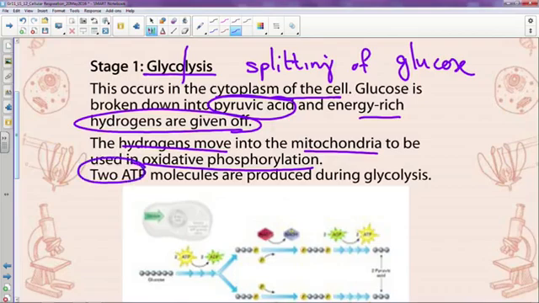that are produced. The pyruvic acid then goes into the next stage of the Krebs cycle, in which those pyruvic acid molecules will undergo further chemical breakdown. So what you've got to remember is that there's pyruvic acid that's produced, hydrogen atoms that are produced, and then we've got those two ATP molecules that are produced during this process of glycolysis.